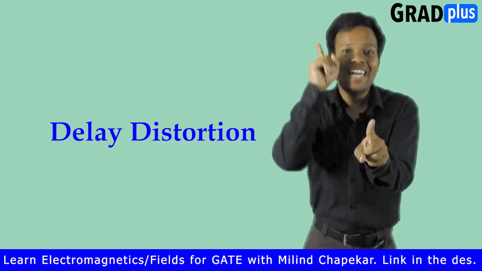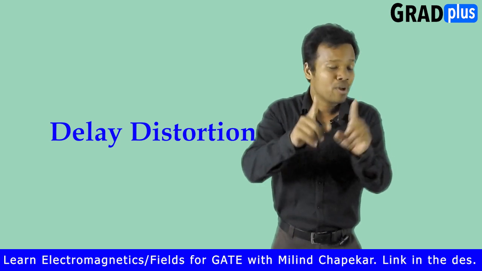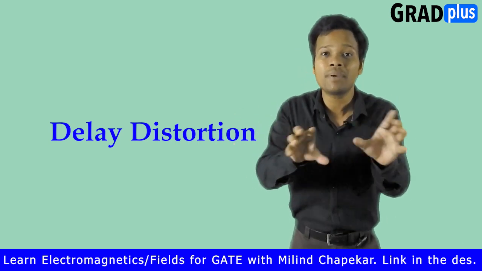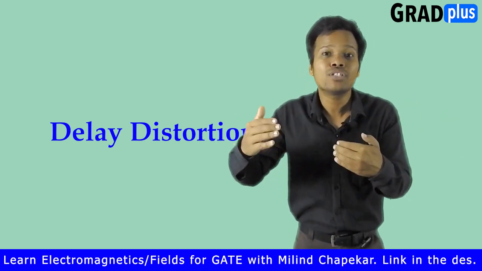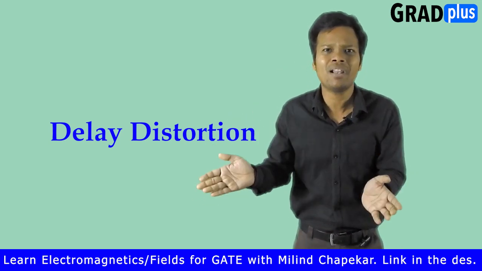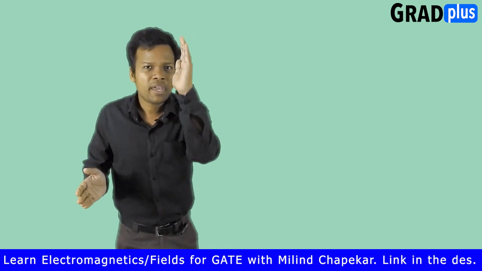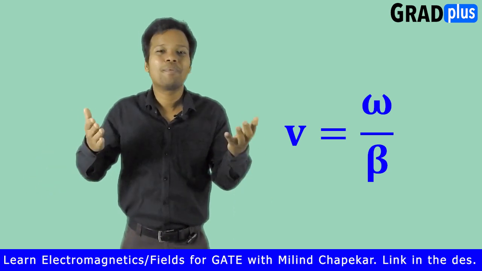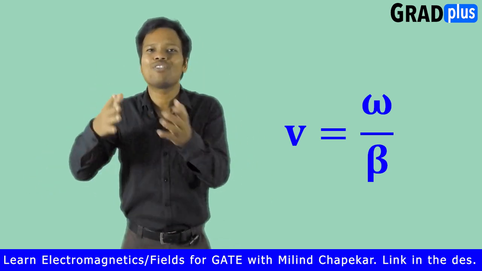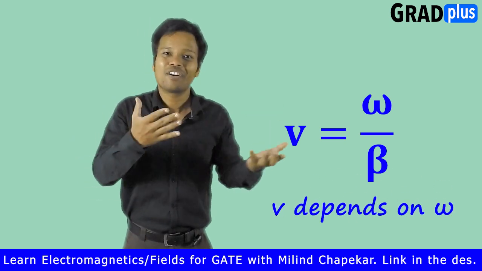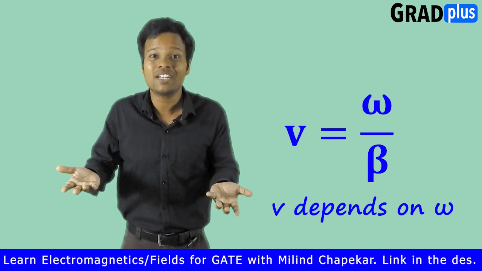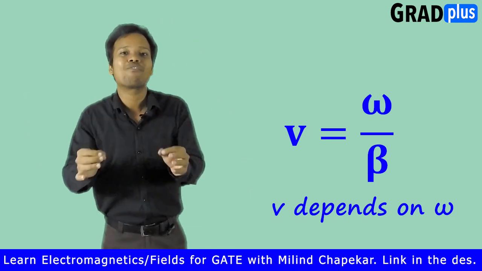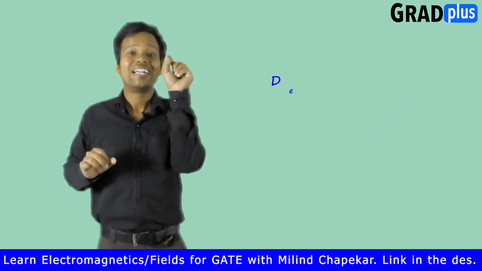So basically delay distortion happens because each frequency component of the message signal travels with a different speed. That is not desirable actually. See, the speed of an electromagnetic wave is given as omega by beta. That means the speed of the EM wave obviously depends on the frequency of the signal. So different frequencies will have different velocities, different speeds. So at the receiving end, they will produce delay, and such kind of distortion is known as delay distortion.